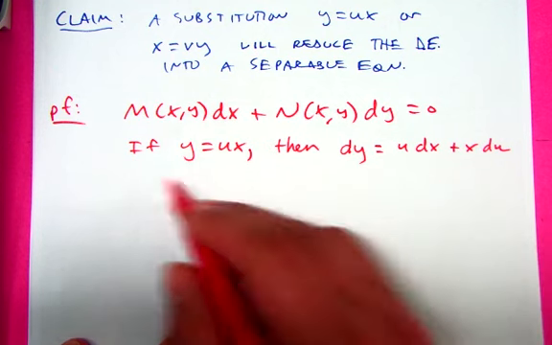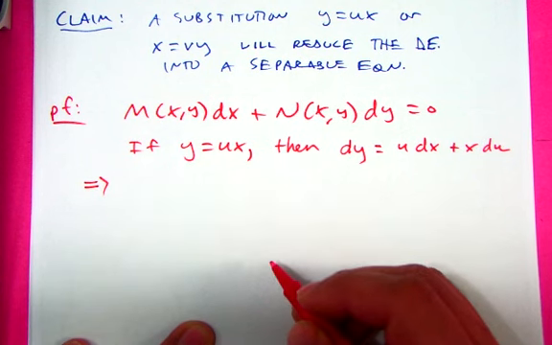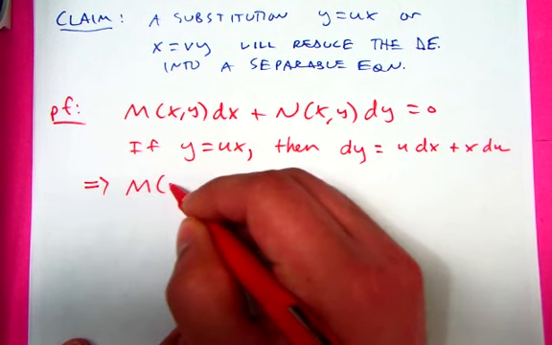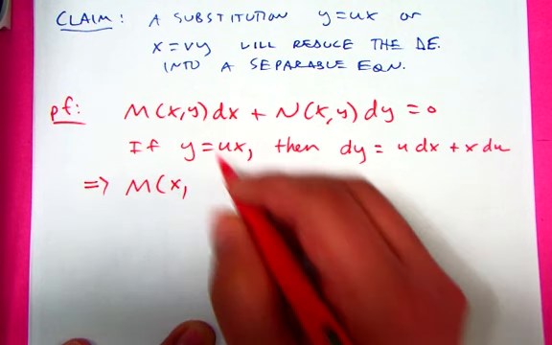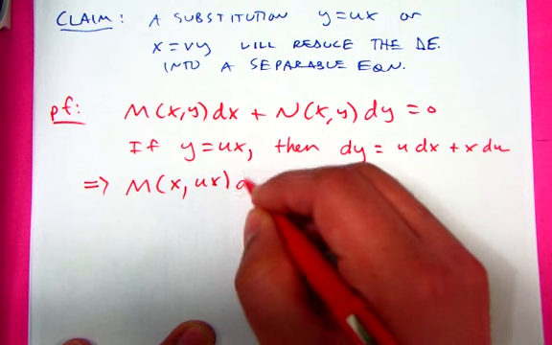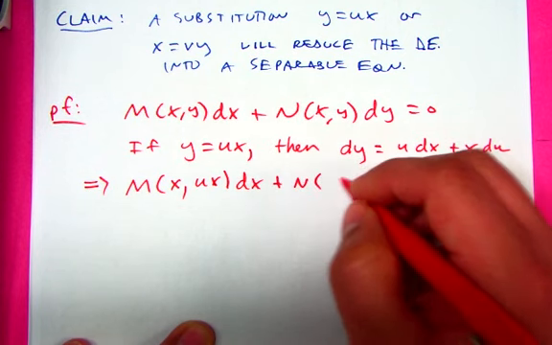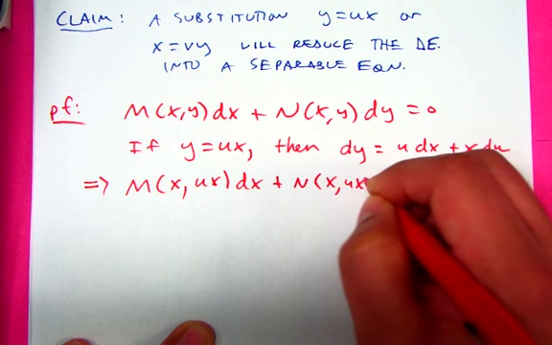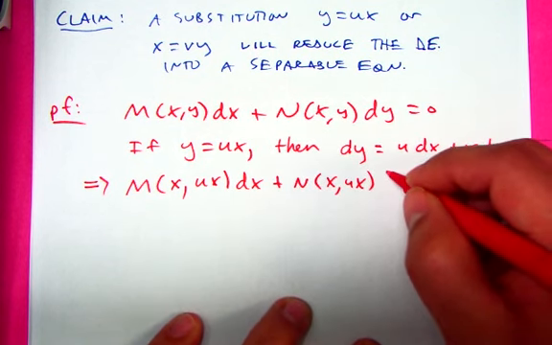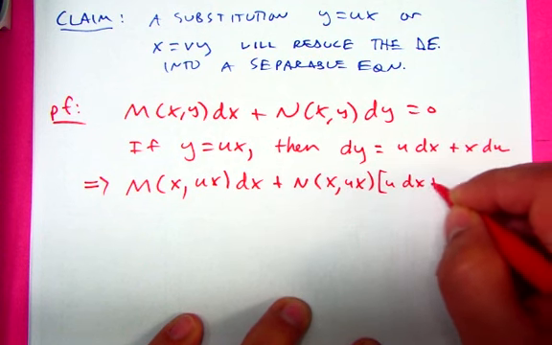Okay, so if we go ahead and replace the differential equation with these substitutions, now we get M of x, comma, not y, but ux, dx plus N of x, comma, ux, and now dy will be u dx plus x du.